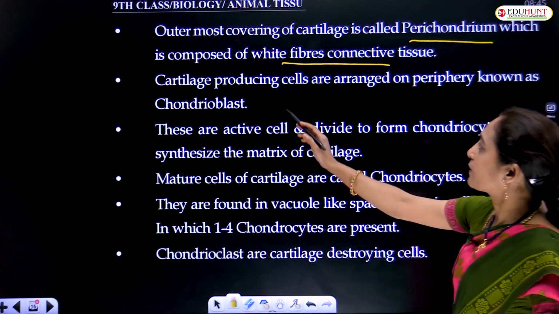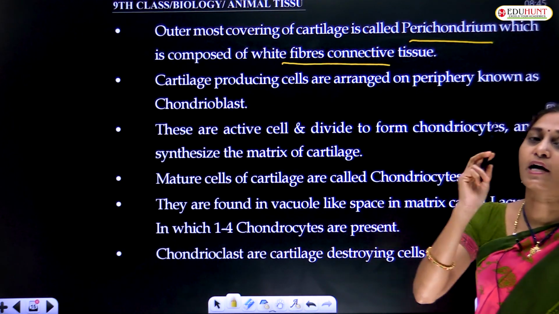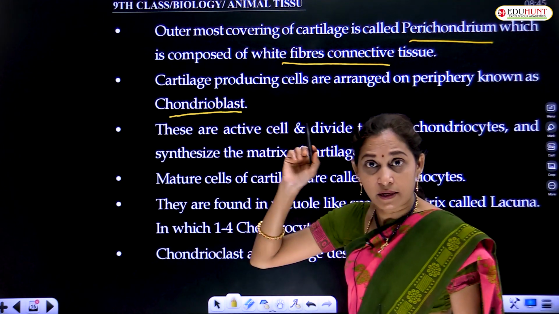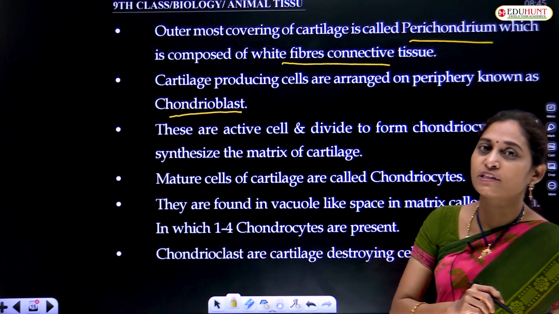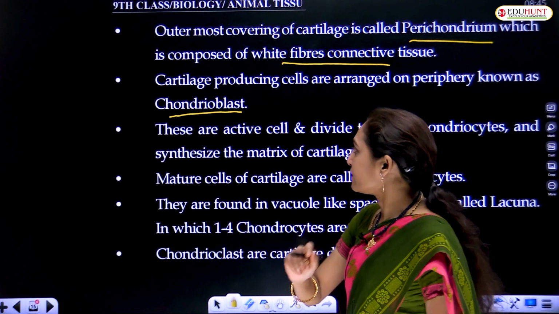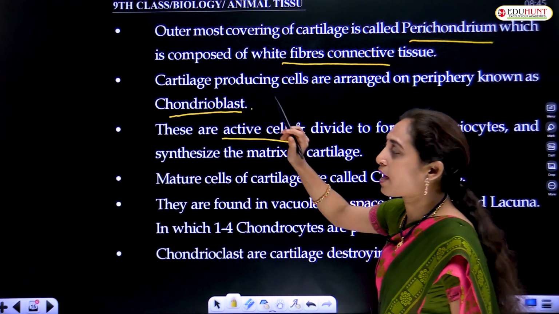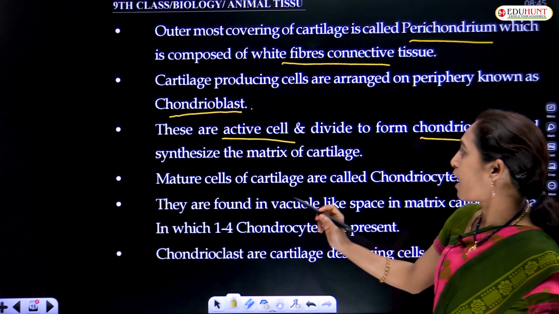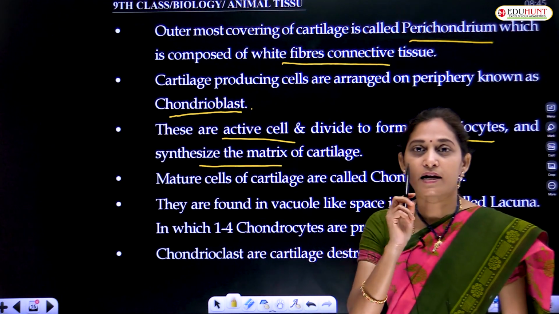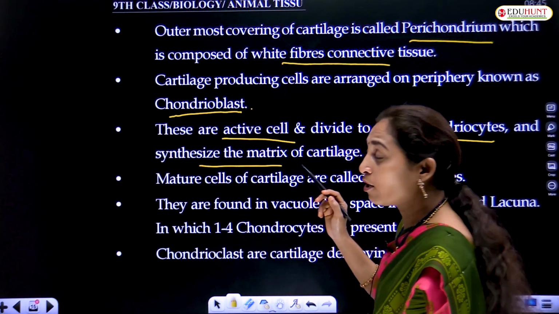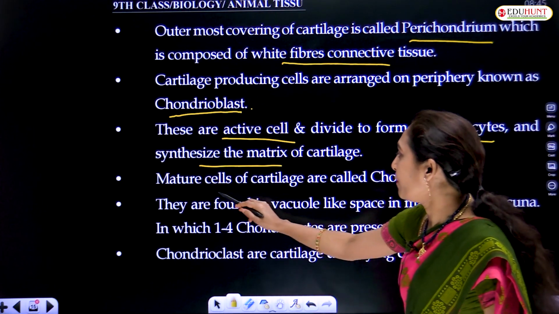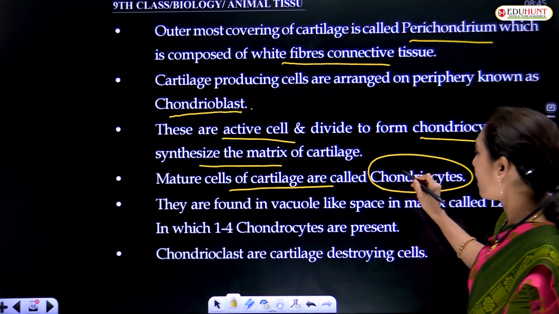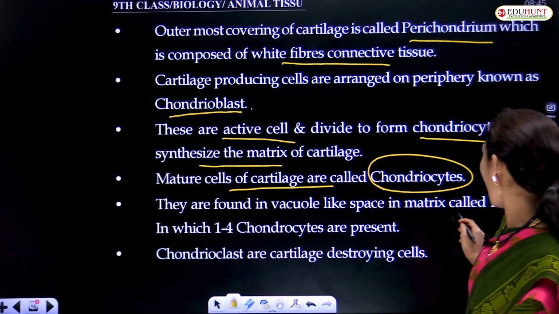Collagen fibers. And cartilage producing cells, I already told you, the cartilage producing cells are known as chondrioblasts. That on division they produce chondriocytes. These chondrioblasts are active and they divide and they give rise to chondriocytes. These synthesize the matrix of the cartilage. They synthesize the matrix. They compose the matrix of the cartilage. And mature cells of cartilage are called as chondriocytes, which are 1 to 4 present in the lacuna.